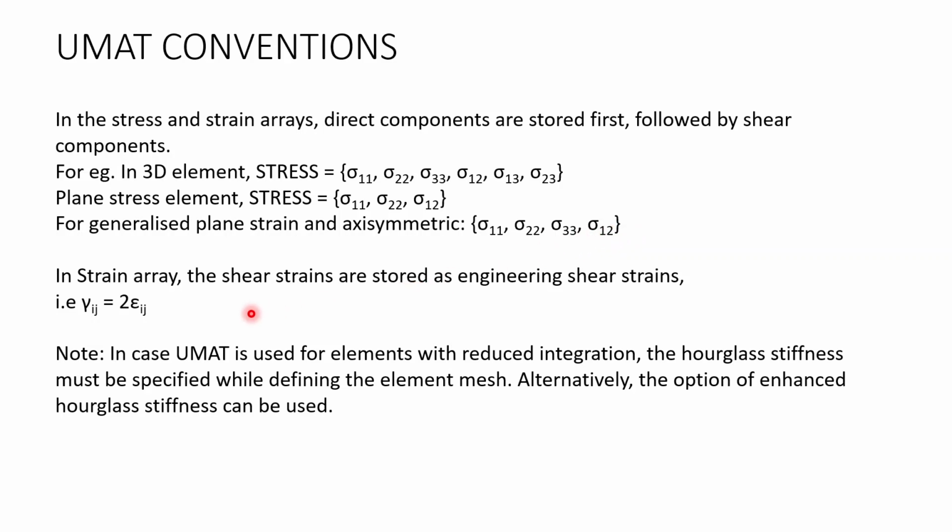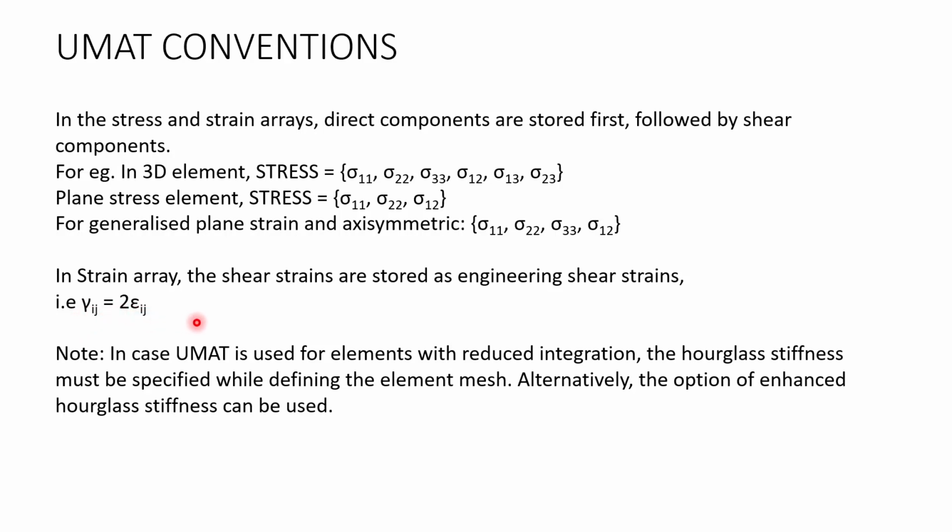In case of strain, one thing we need to know is the shear strains are stored as engineering shear strain and not as the tensor value of shear strain. Which means that your shear strain is stored in this format: gamma ij is equal to 2 times epsilon ij. So if you have a shear component of 12, gamma 12 will be equal to 2 times epsilon 12.